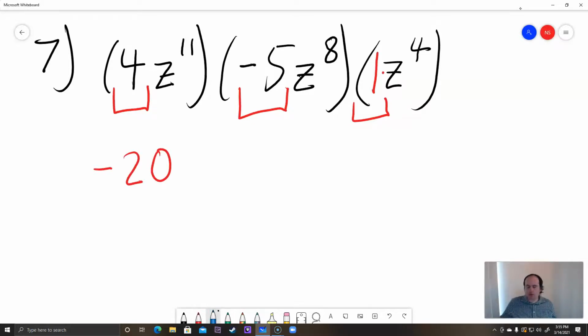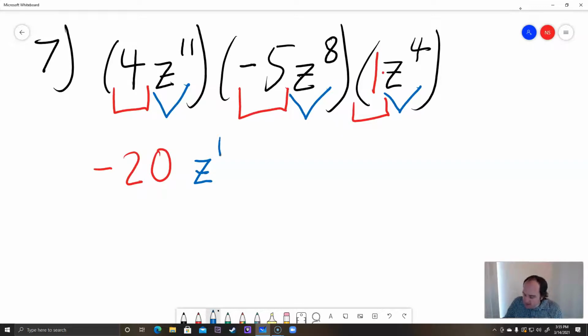Okay, and then the other thing that we need to simplify here is the variable z. So we have a z to the 11th, a z to the 8th, and a z to the 4th. So these are multiplying exponentials with the same base, so we're going to be adding the exponents. And even though there's 3 of them, you still just add the exponents. So you add all 3 of them. And that's why I'm doing this example, so you can see that you can do it all at once.